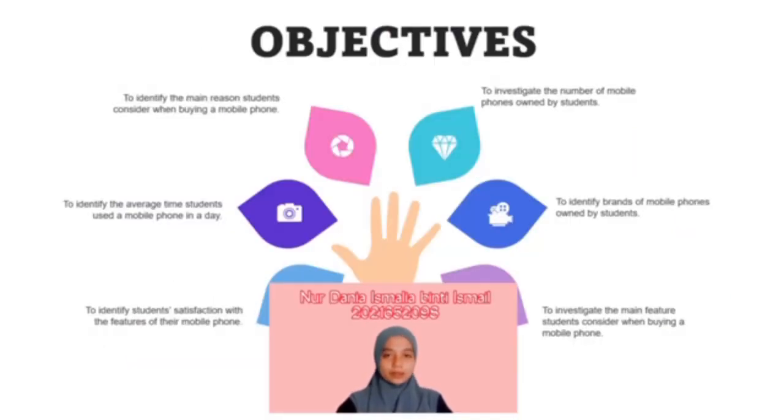The objectives of our study are, first, to investigate the number of mobile phones owned by students. Second, to identify brands of mobile phone owned by students. Third, to investigate the main features students consider when buying a mobile phone. Fourth, to identify students' satisfaction with the features of their mobile phones. Fifth, to identify the average time students use a mobile phone in a day. Last but not least, to identify the main reasons students consider when buying a mobile phone.